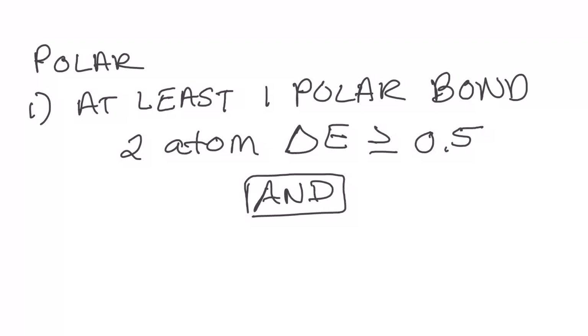Well, let's follow some rules. First of all, we have to realize what polar is. Polar means opposite. So I have to have one part of the molecule that has an opposite charge as the other side. So one side has to be a little negative and one side has to be a little positive. And to have that, I need at least one polar bond in the molecule itself.